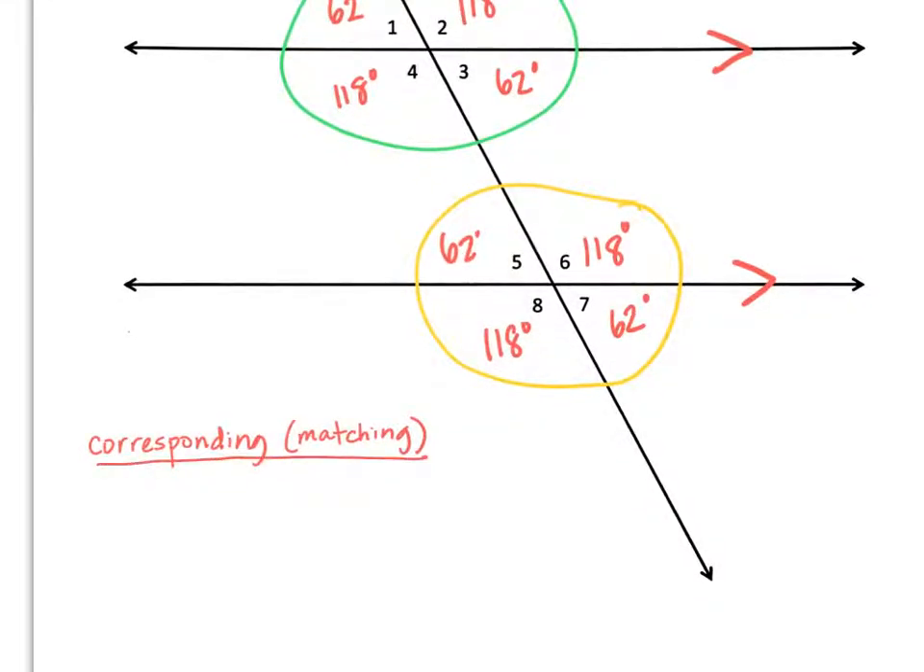I should also mention that corresponding angles are always equal, right? 1 and 5 are equal, 2 and 6 are equal, 3 and 7 are equal to each other, and finally, 4 and 8 are equal to each other. So I'm going to put here angle 1 and angle 5, angle 2 and angle 6, angle 3 and angle 7.